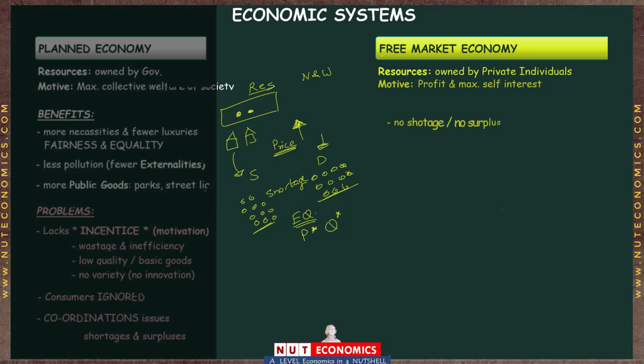And there will be no shortage and there will be no surplus if you let this price mechanism play its magic. Let these greedy, profit-seeking individuals fight it out amongst themselves as consumers and producers. They will automatically always agree upon this nice equilibrium.